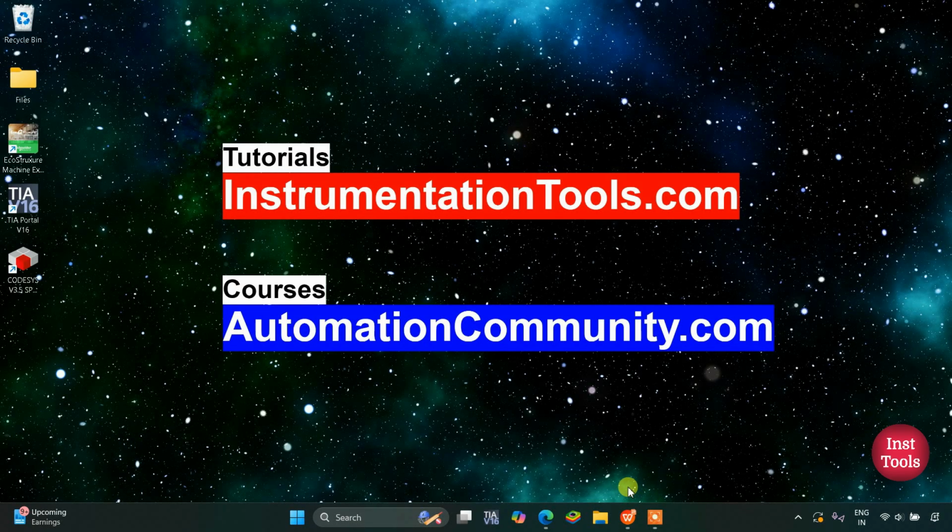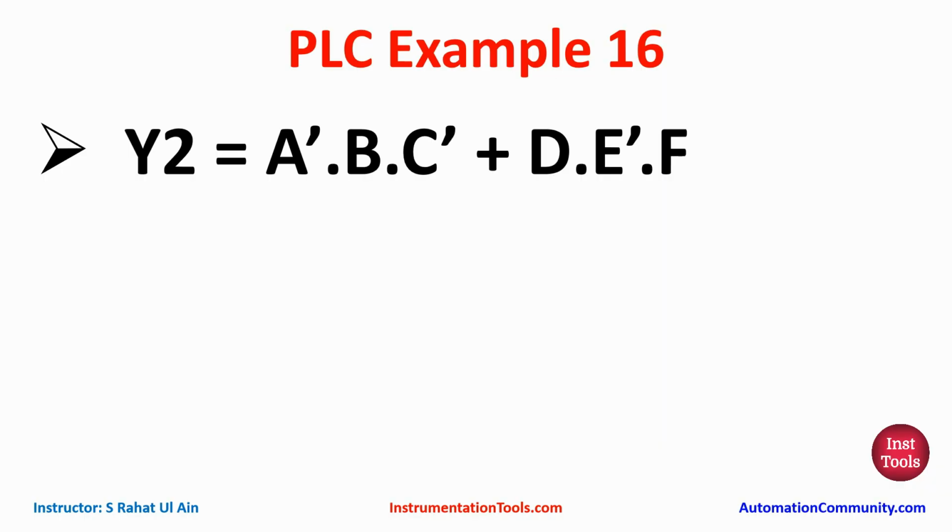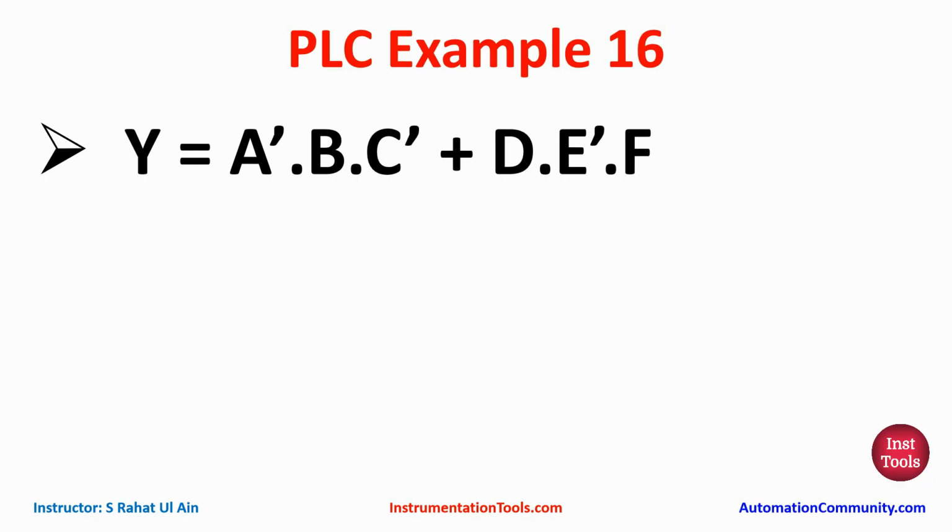Today in this video, we are going to discuss an example in which we will be drawing a ladder diagram for a Boolean expression. So let's look at the example first. Example 16. Y is equal to A naught dot B dot C naught plus D dot E naught dot F.